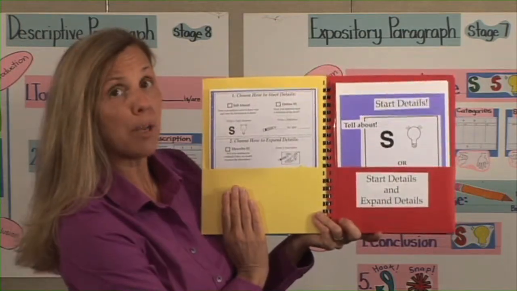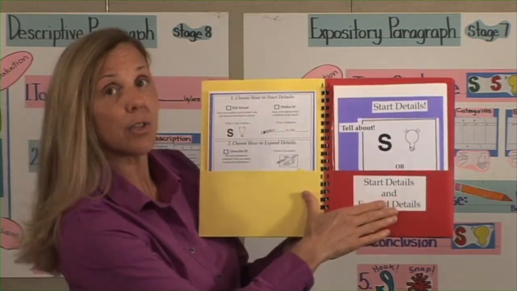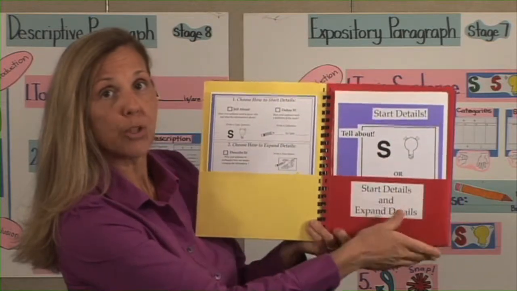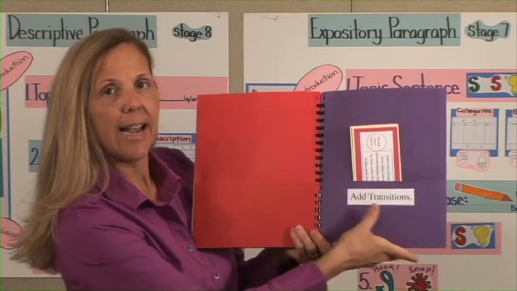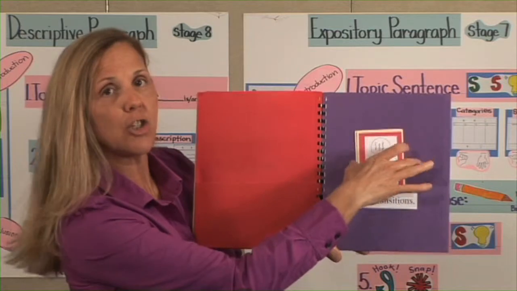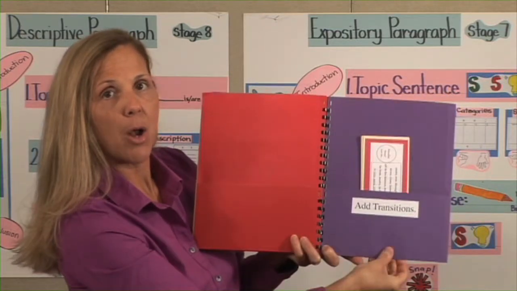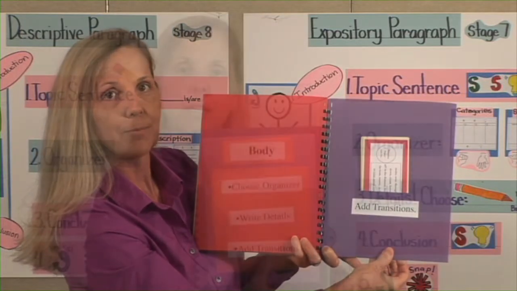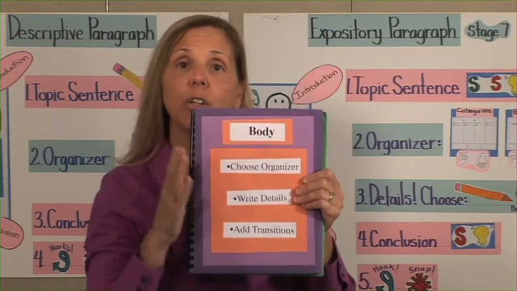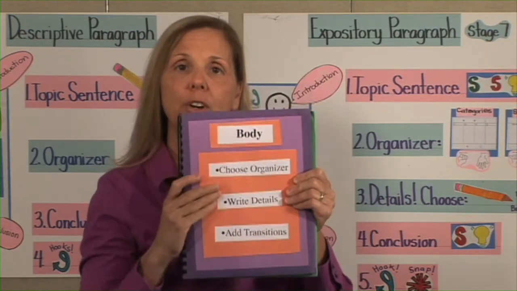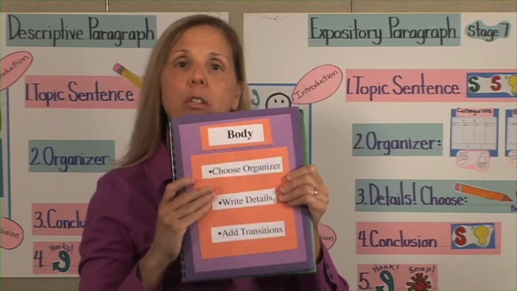The next pocket page is for our details. So I have my details tools in here. And finally, I have my tools for transitions, and I have them in a pocket by themselves also. This is our body file folder, which you can grab whenever you need to have tools for the body.